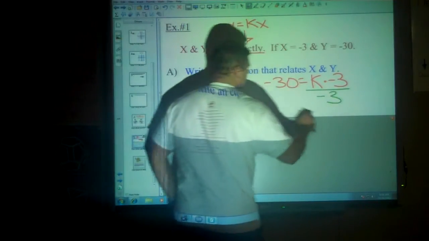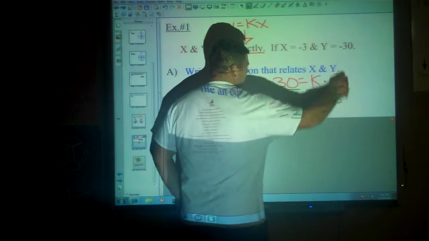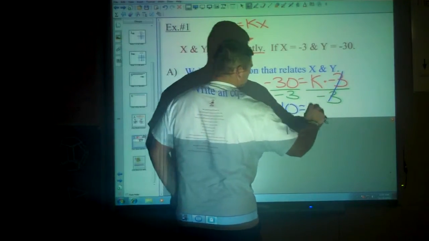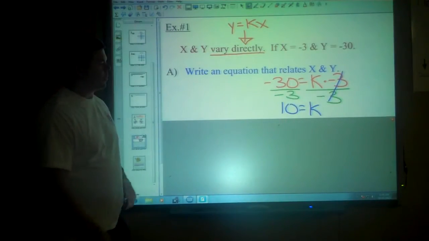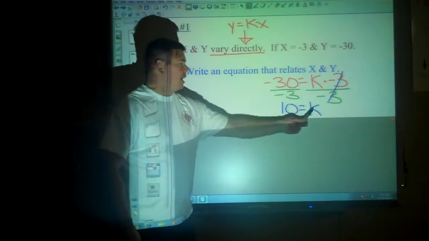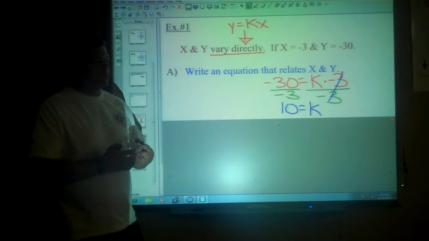Divide by negative 3. A negative divided by a negative makes a positive. And we have 10 is equal to k. And that's where the next group of people stop that I have to mark it wrong. We're not done. We've just found what k is. We still have to write the equation that connects, that relates x and y.